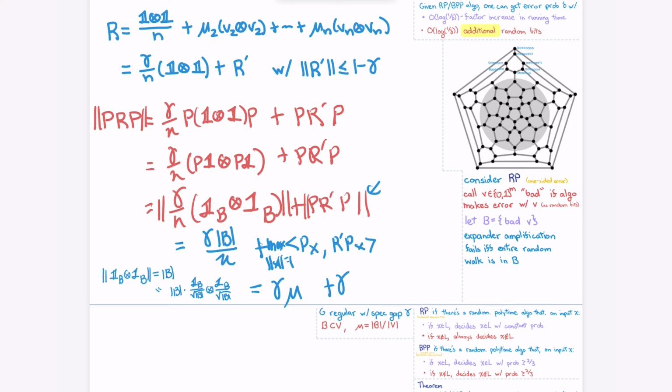Okay, good. So what did we show? We showed that gamma mu plus gamma is what we got.